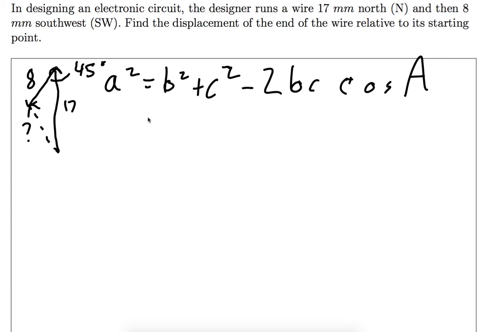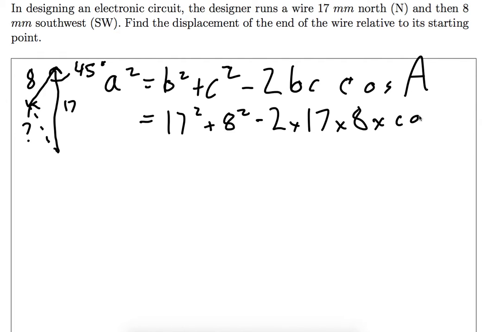So we can substitute in our values. a squared equals 17 squared plus 8 squared minus 2 times 17 times 8 times cosine of 45. And if we work that through and do all the calculations with our calculator, I won't do them on the screen here, but it's relatively straightforward all the way through. We should get that the distance is 12.7 millimeters.